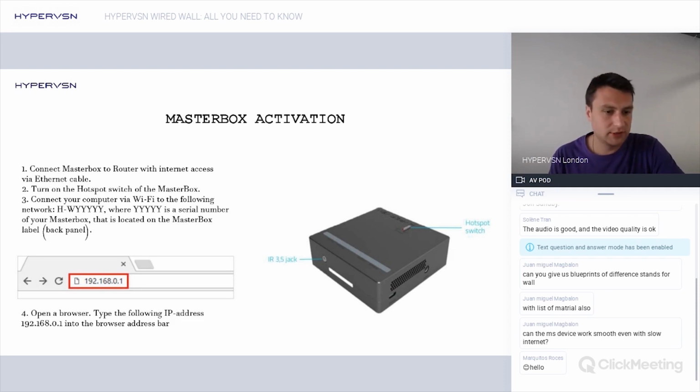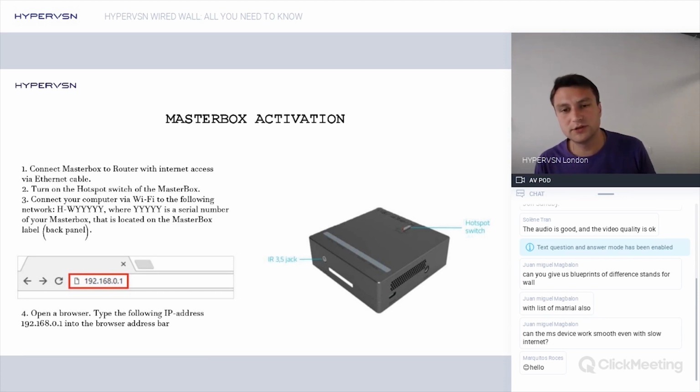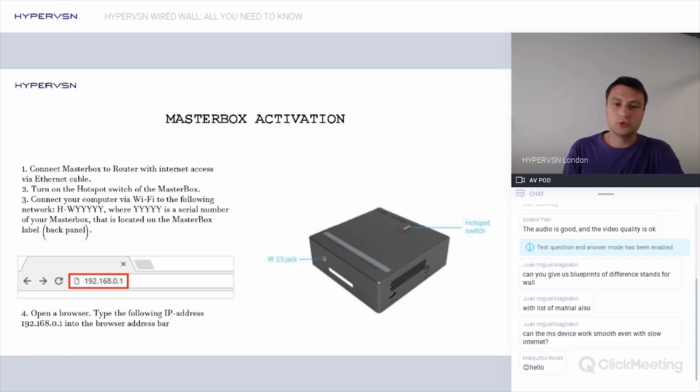So we powered on the Masterbox. It is connected. Now let's activate it. There is a switch for the hotspot. When it's on, you will see the Wi-Fi network which is generated by the Masterbox. HYPERVSN devices also have this kind of feature, right? Because the HYPERVSN device has a switch. When you put it in setup mode, the device starts generating its hotspot. So the same is with the Masterbox, but there is a big difference between the HYPERVSN devices and the Masterbox. The Masterbox can generate its hotspot, its Wi-Fi, but it cannot connect to another Wi-Fi network. You can connect it to another network only with the Ethernet cable.